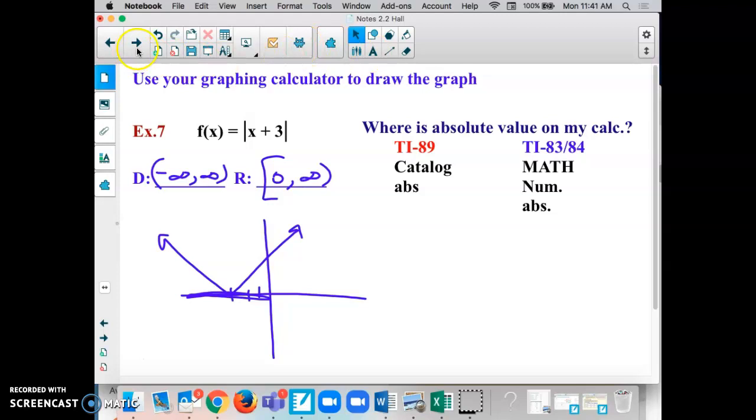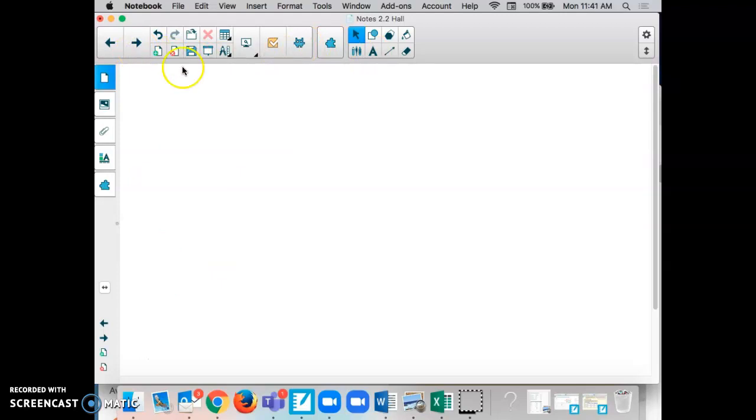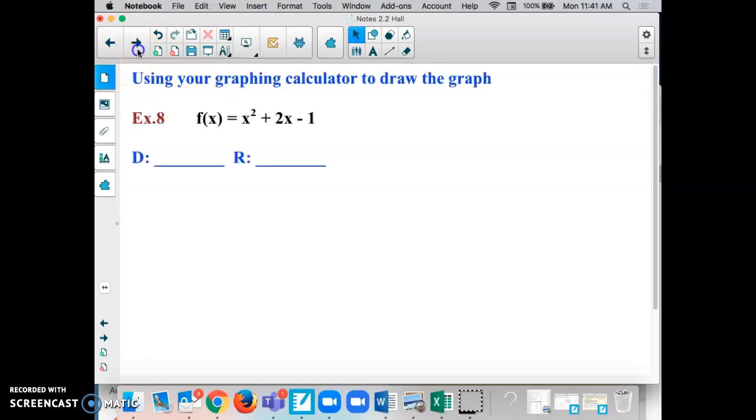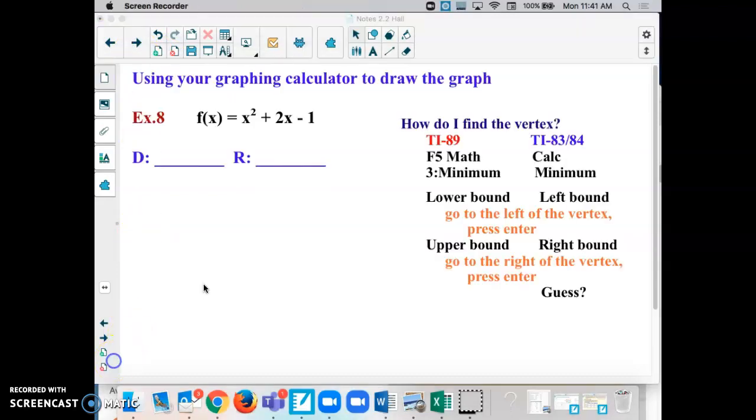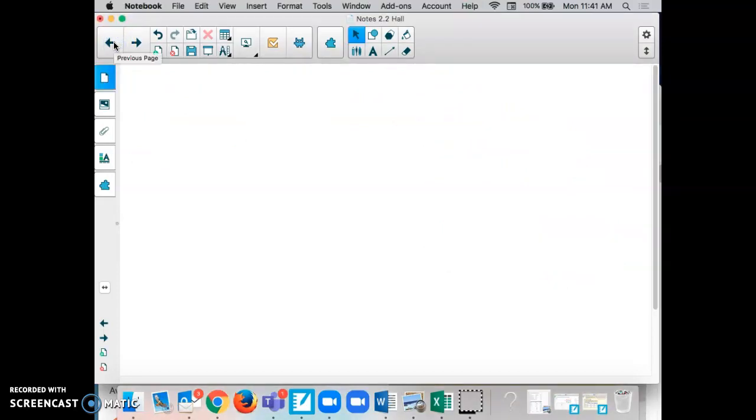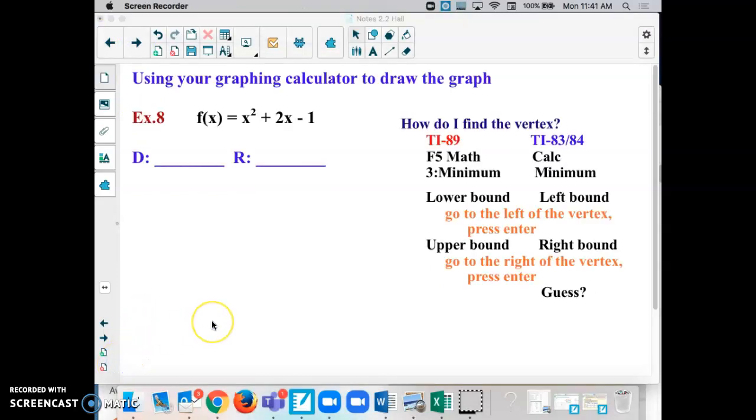Okay, let's take a look at another one. Here's a quadratic, and now we want to put this into the y equals so we can look at the graph. Then we'll be able to figure out how to find the vertex. In the other ones, we were finding how to graph in general, and how to find the absolute value. But on this quadratic, we'll figure out how to find the minimum or the vertex. Let me draw a little sketch of this one. It's a parabola.